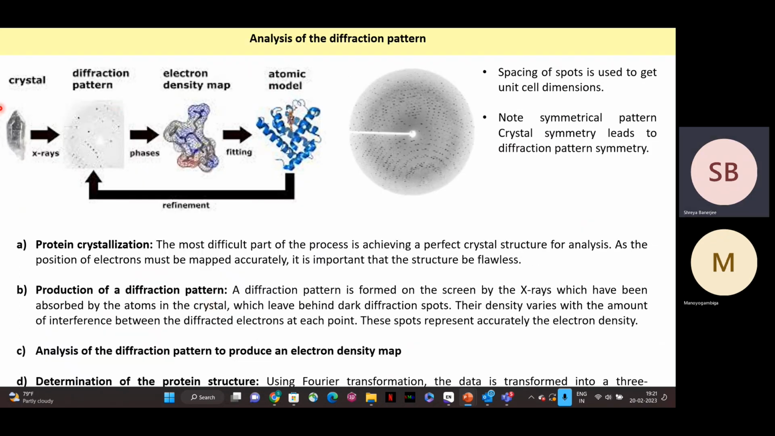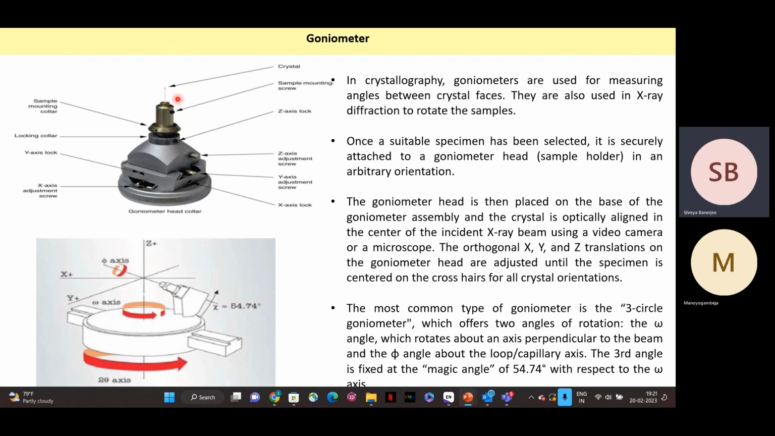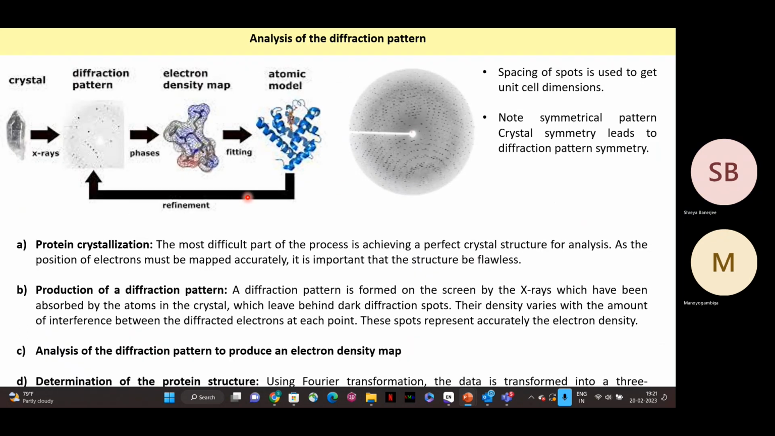Now that you have mounted the crystal and passed the X-ray, you will now get a diffraction pattern. So the basic principle of X-ray crystallography is that you have the protein crystal, which is the most difficult part of the process to achieve a perfect crystal for, or as close to perfect as possible for analysis. The crystal needs to be as close to perfect because the position of the electrons must be mapped accurately. So a flawless structure is important.